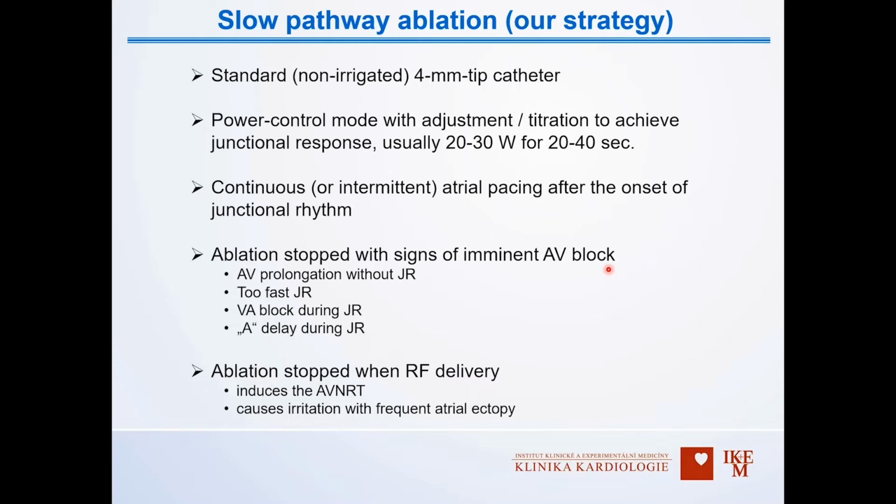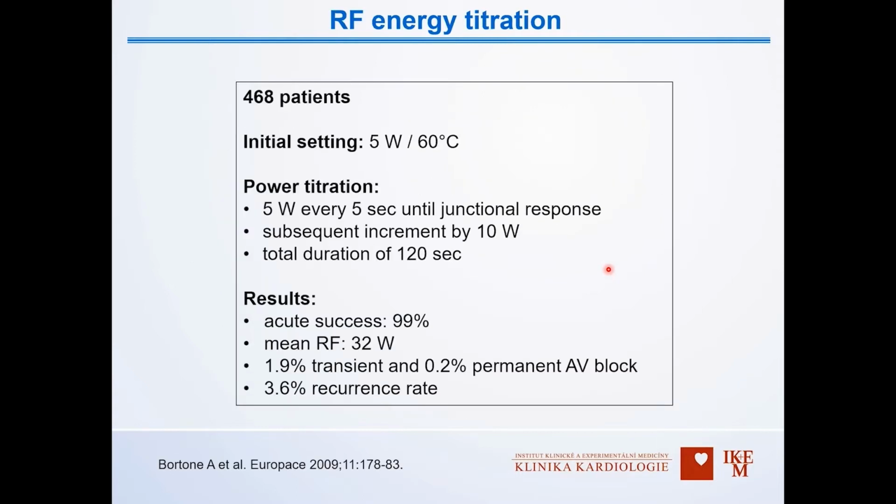Some operators use continuous or intermittent atrial pacing after the onset of junctional rhythm in order to check for intact AV conduction, but we don't do this. We observe the signs of imminent AV block and stop ablation in case of AV prolongation without junctional rhythm, too fast junctional rhythm, VA block during junctional rhythm, or atrial delay during junctional rhythm. And we also stop ablation if the AVNRT is induced during radiofrequency energy delivery or in case of bursts of atrial ectopy.